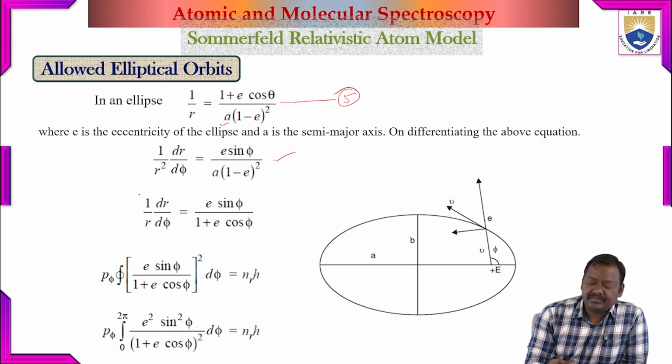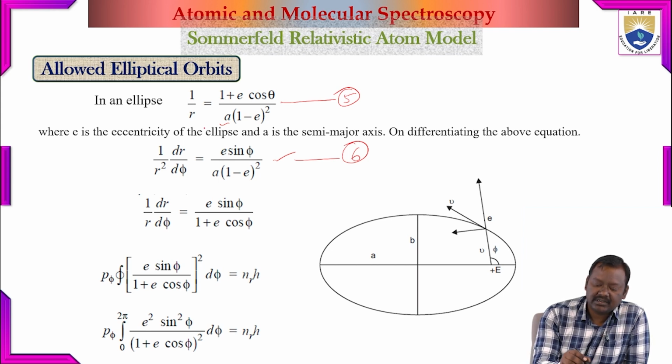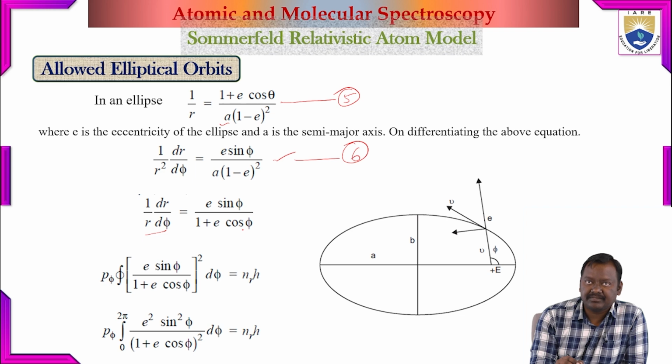Now let this be equation number 6. Divide equation 6 by equation 5. After dividing, the denominator term cancels, and then we are getting 1/r dr/dφ equal to e sin φ/(1 + e cos φ). So this is equation number 7.